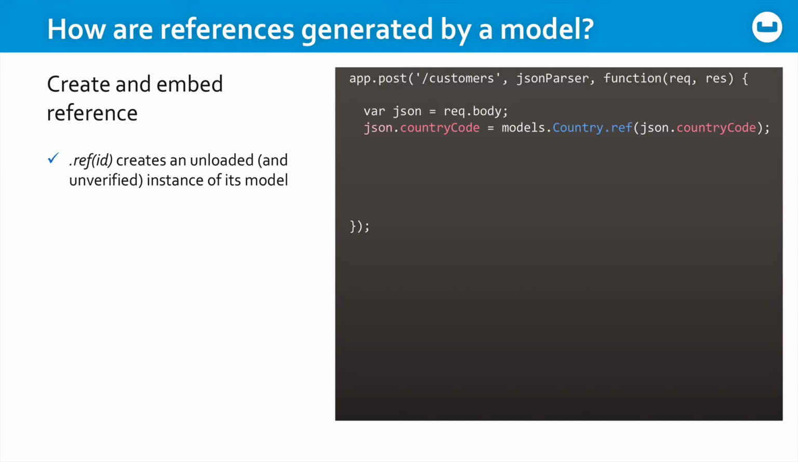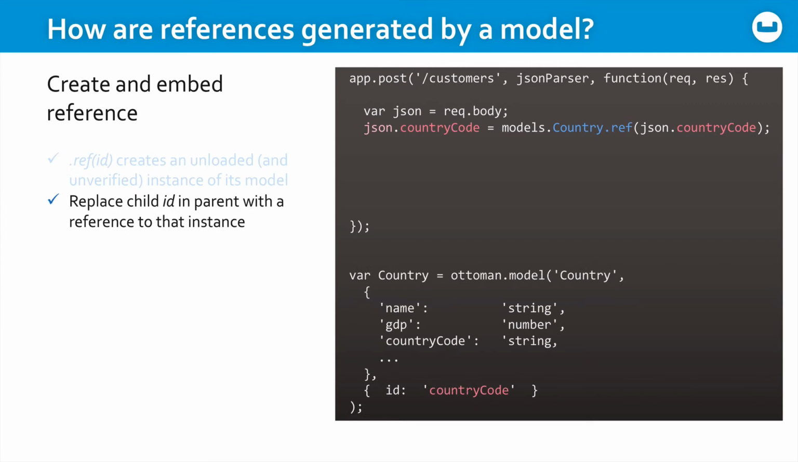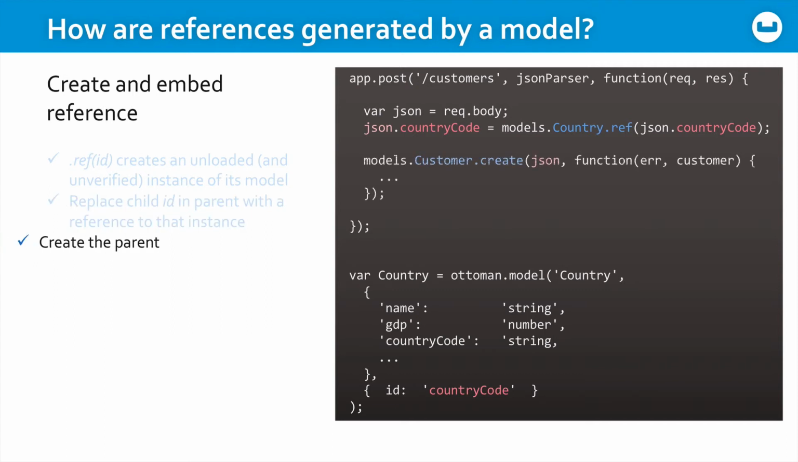Now on the right, notice that we have a country.ref method. Each model exposes a ref method, and what that ref method does is that if it is passed the ID value from a related model, it creates a reference to it based on the type and the ID. So in the pattern we're describing here, we would rewrite that reference into the country code property of the document passed from the client, and then we pass that along to the create method of the parent document to create the parent.